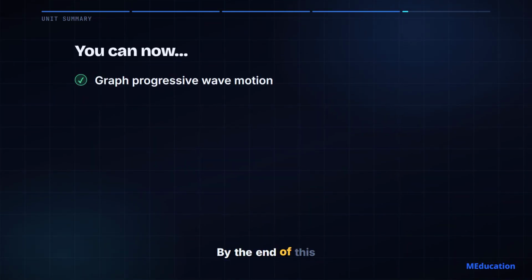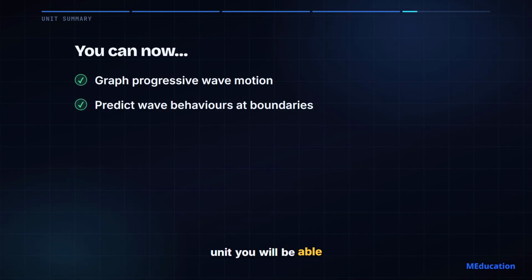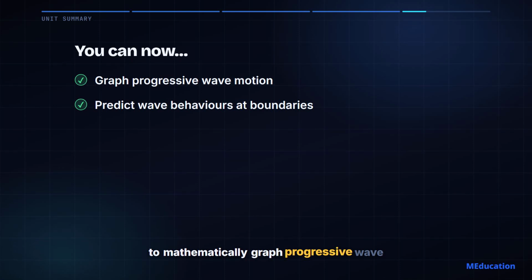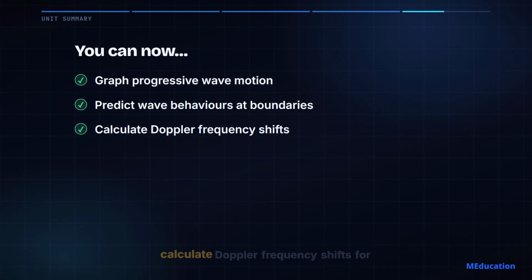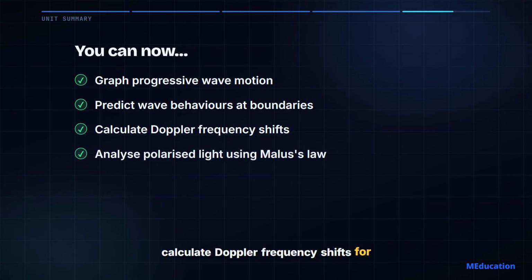By the end of this unit, you will be able to mathematically graph progressive wave motion, predict wave behaviors like refraction and diffraction, calculate Doppler frequency shifts for moving sources, and manipulate polarized light to determine transmitted intensity.